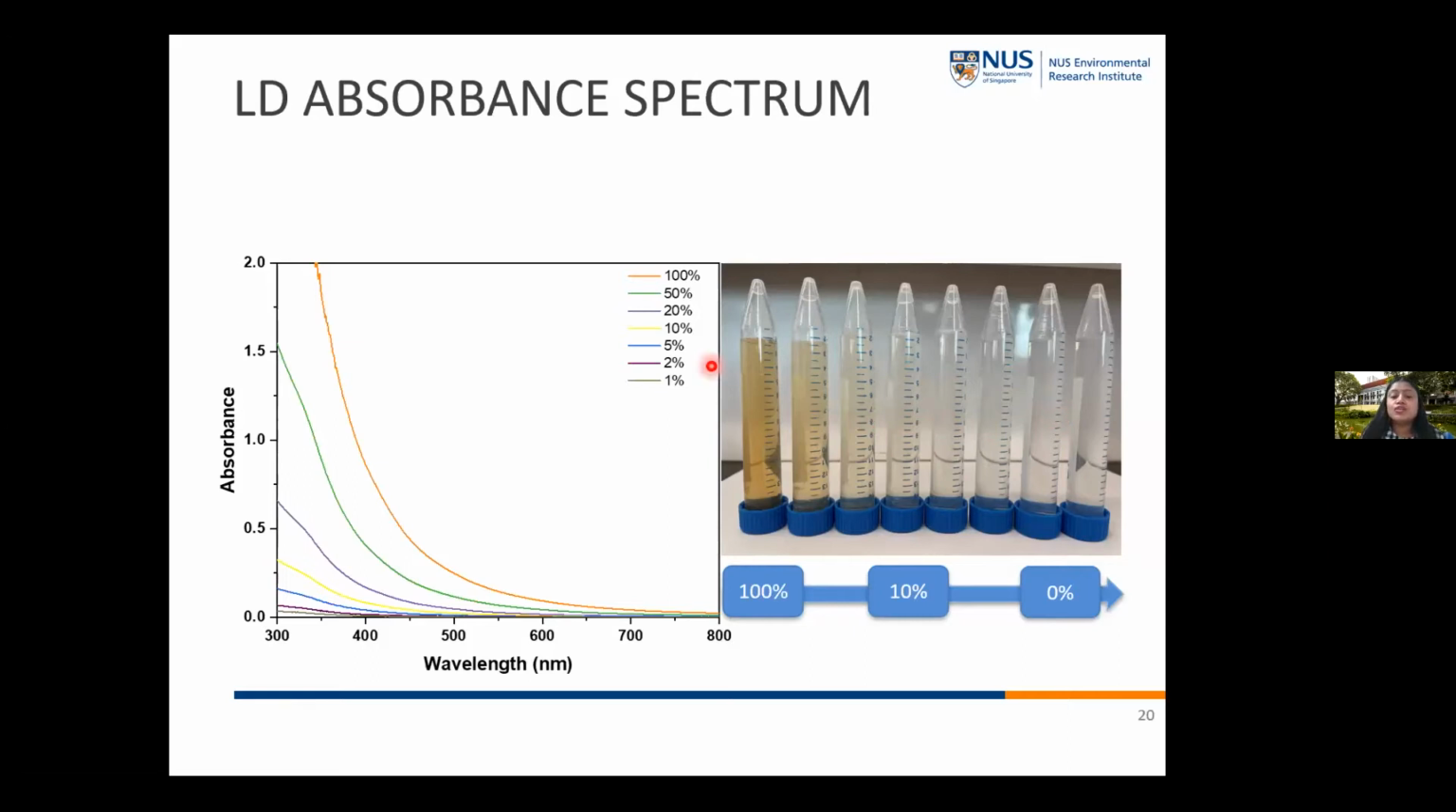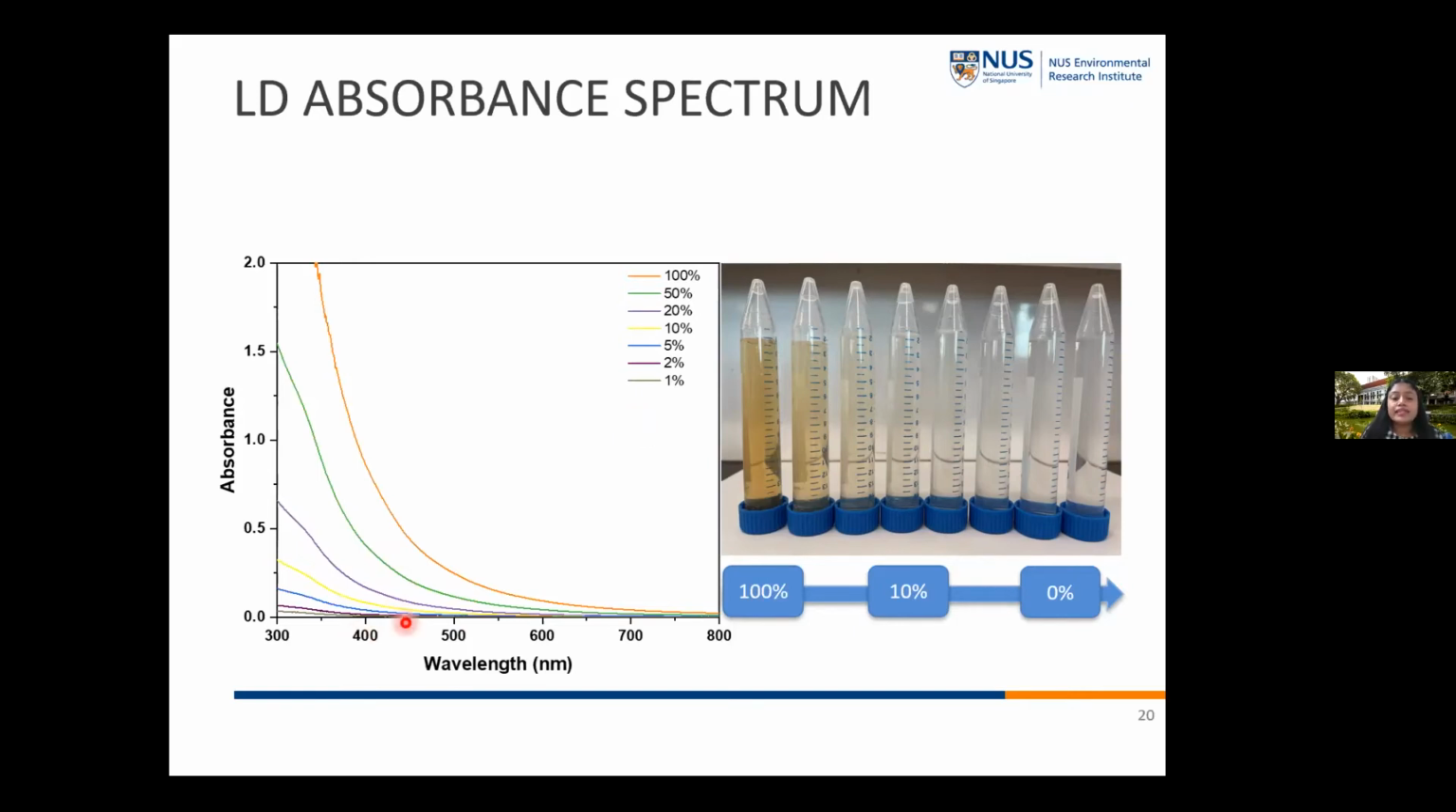Now, this was also proven through the UV-vis spectrum, where we measured the absorbance across a wide range of wavelengths. We found that the 100% digestate was blocking the photosynthetically active radiation region, which is 400 to 700 nanometers. It blocks this region quite a bit, between 400 and 500. The 50% was also blocking the region. When you go down to 20%, 10%, the blockage due to the color starts becoming less.